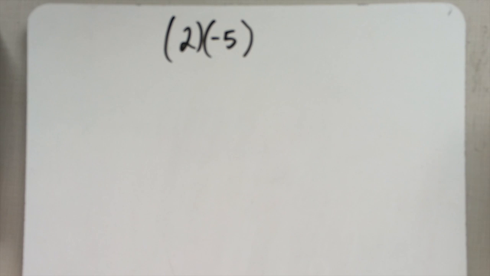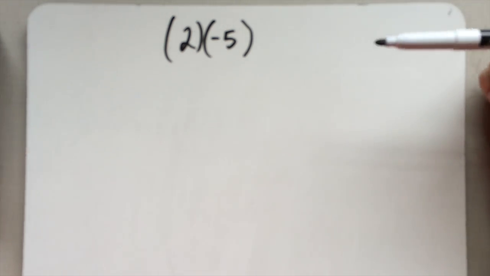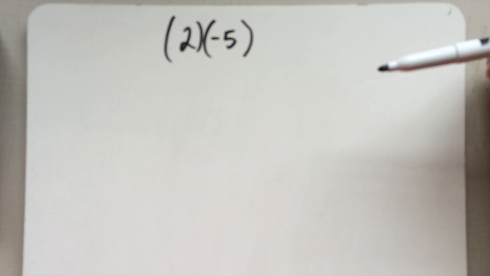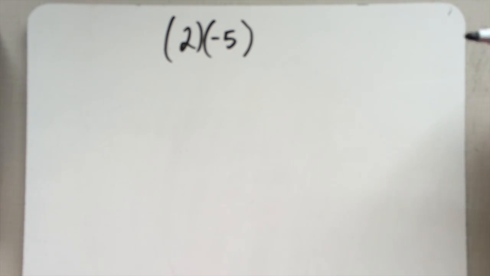All right, why don't you give it a try? Here we have 2 times negative 5. See if you can lay it out with the tiles. I know for multiplication, a lot of students just follow the rules. A positive times a negative is always negative. A negative times a negative is always positive. And that's faster and it's fine.